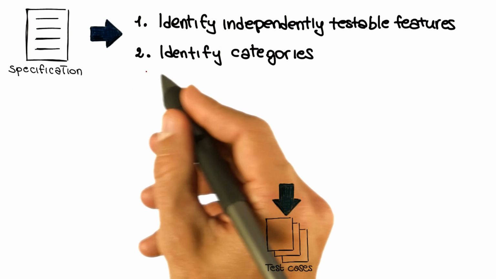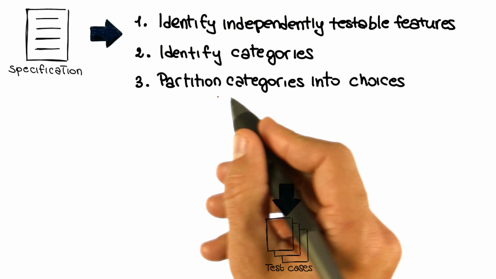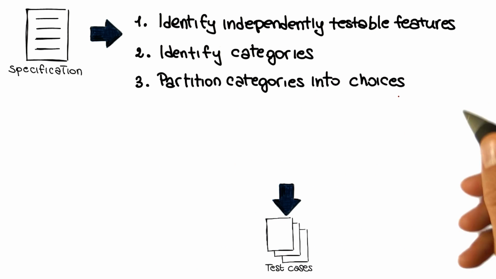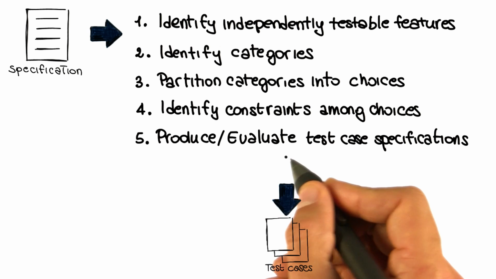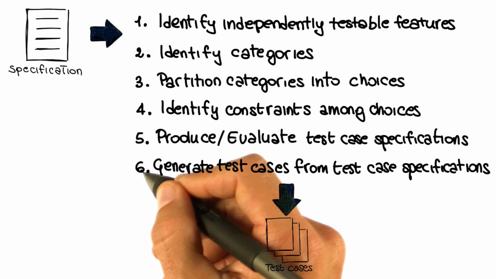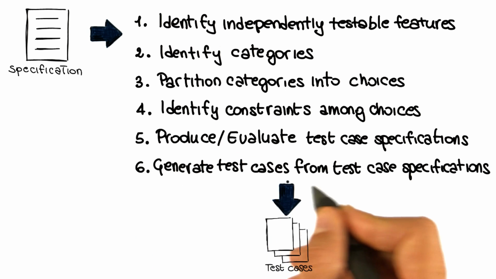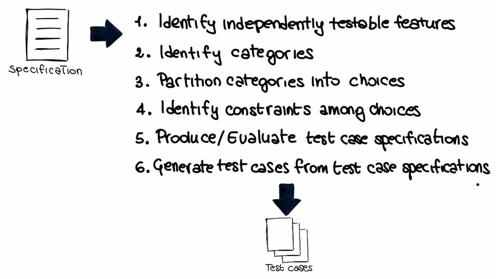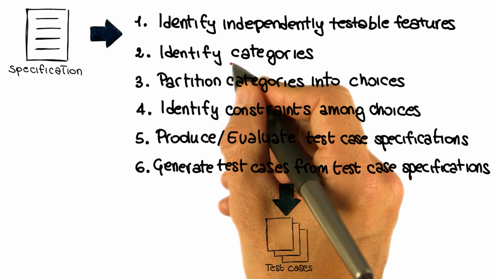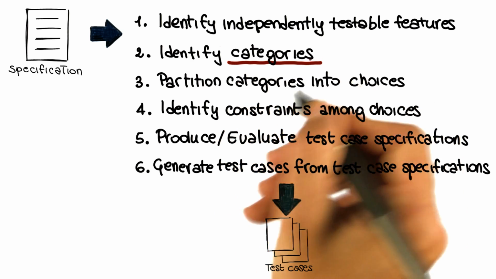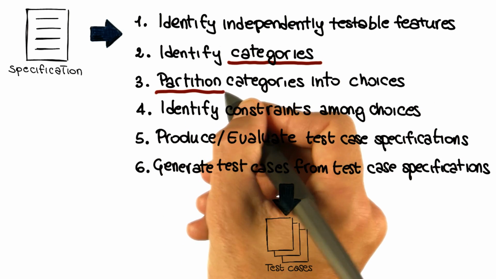The second step is to identify categories. Then the next step is to partition categories into choices, identify constraints among choices, produce and evaluate test case specifications. And finally, the 6th step is to generate test cases from test case specifications. So 2 of the key elements in these 6 steps are the 2 that give the name to the technique, so the identification of the categories and the partitioning of these categories into choices.